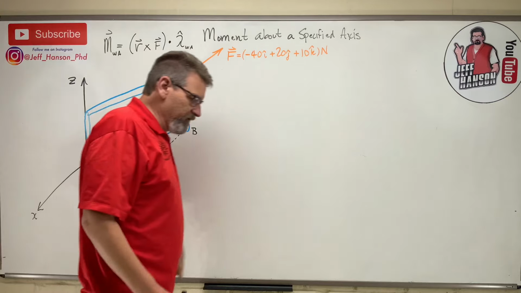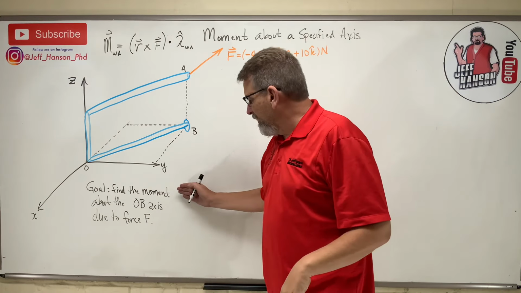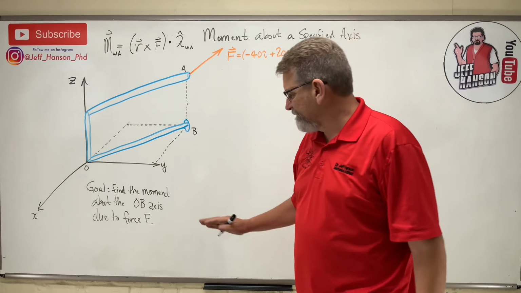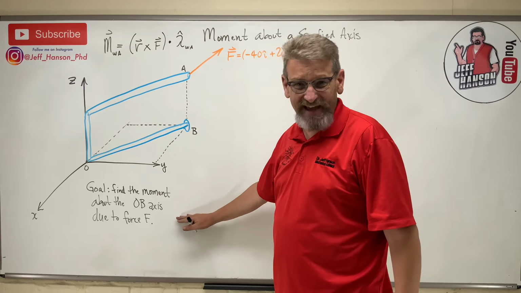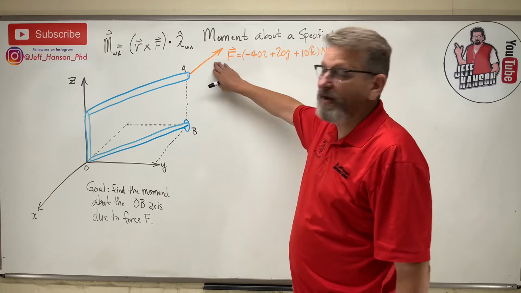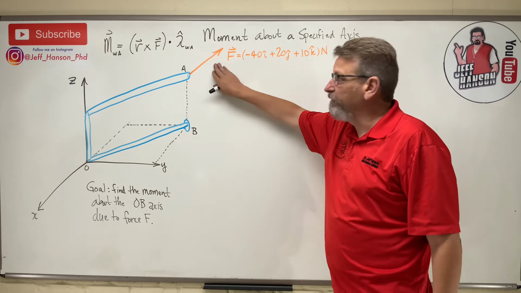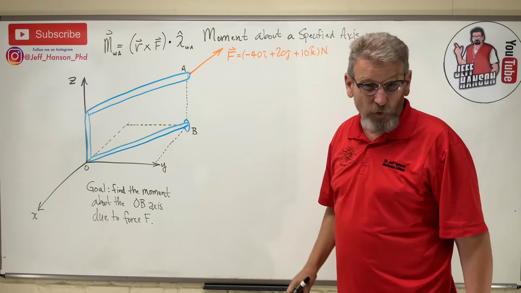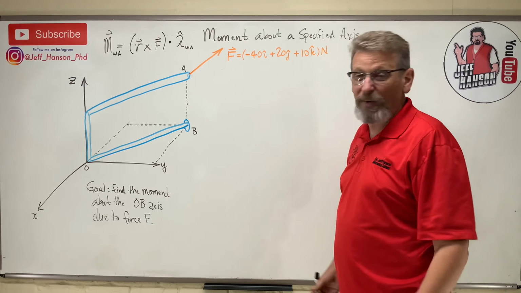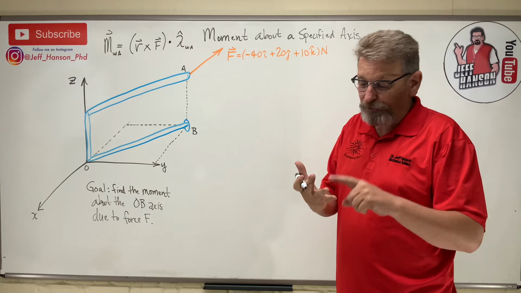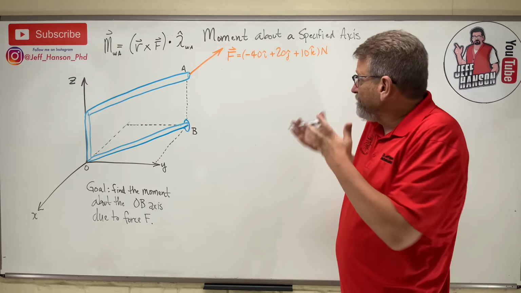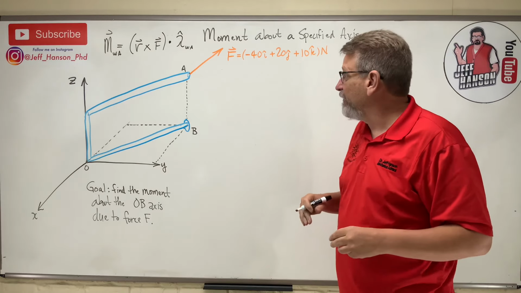So let's see if we can do it on this problem here. Find the moment about the OB axis due to force F. Force F is up here, and hallelujah, look what they've done for us. They've given us force F already in Cartesian form. That's good stuff. We don't have to do blue triangles or directional cosines or the lambda hat method to find that. It's already in the form we need it in.